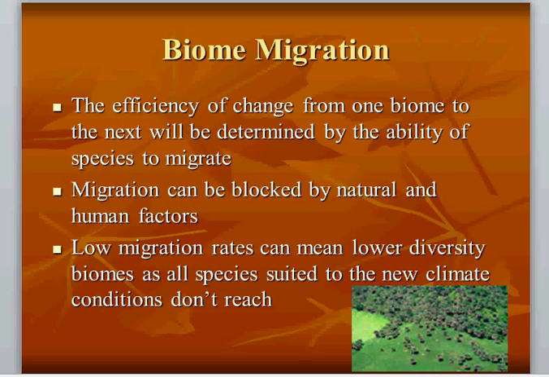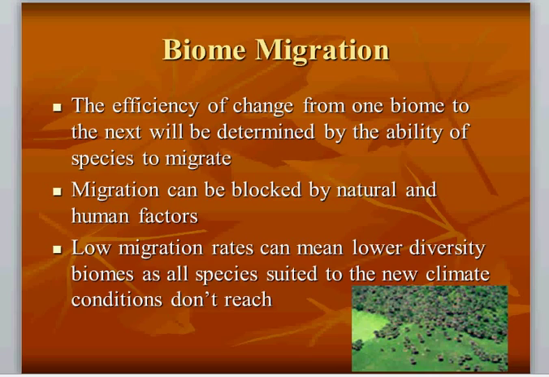Now, this migration can be blocked by natural and human factors. If there isn't a continuous natural habitat which these plants and animals can cross, then they may not be able to migrate to parts of the landscape which allow them to survive. So if there are, say for instance, cleared areas preventing these lowland species migrating up the mountains, then these lowland species will become extinct. Okay?